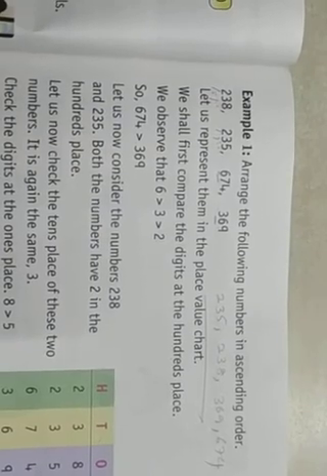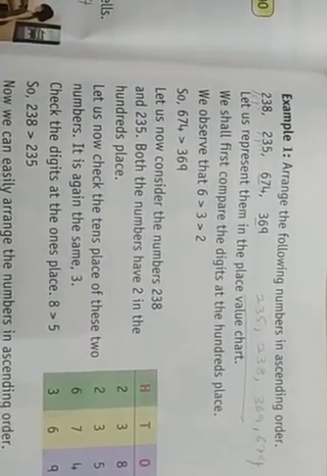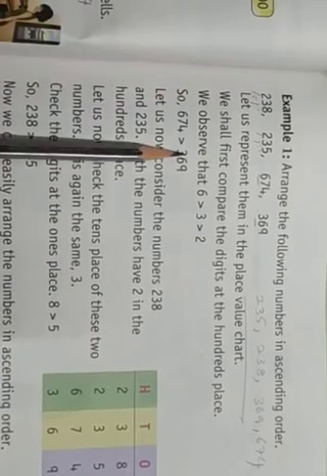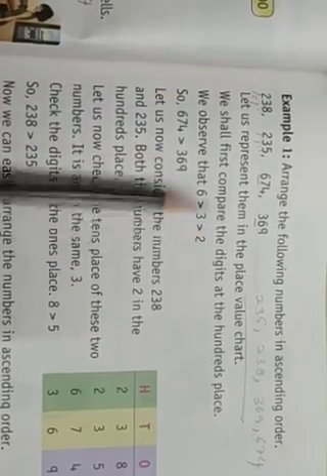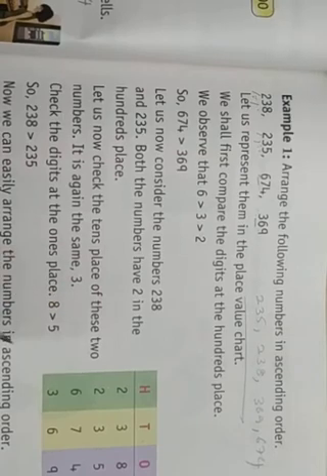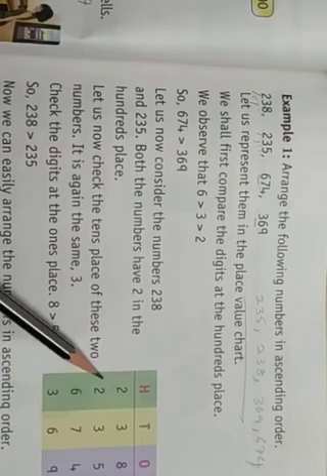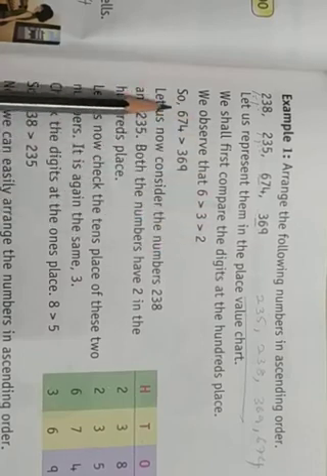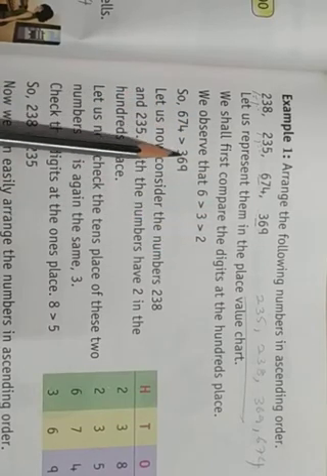Here the explanation is here. Let us represent them in the place value chart. We shall first compare the digits at the hundreds place. We observe 632. 6 is greater than 3, 3 is greater than 2. So 674 is greater than 369.